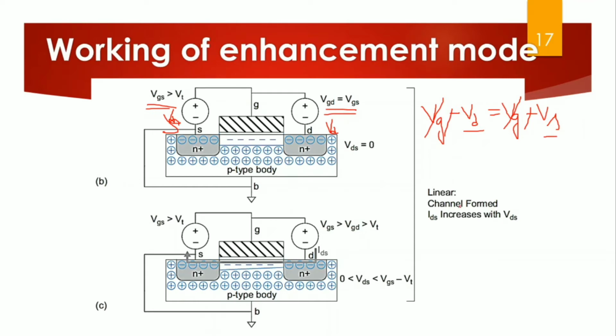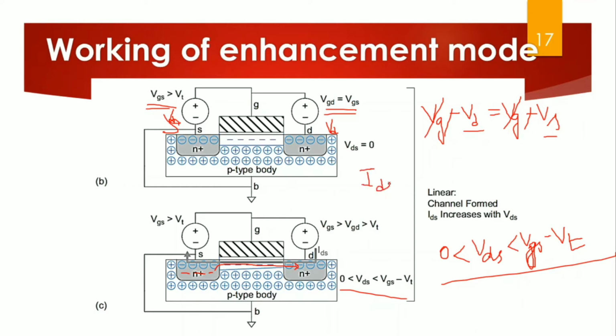To induce current flow, I have to vary VGS such that it is greater than 0. VDS should be greater than 0 and less than VGS minus VT. Because conduction starts, the electrons in the source will start moving towards the drain. So there is an electron flow from source to drain. In turn, you have a current flow from drain to source. Therefore, we represent it as IDS.